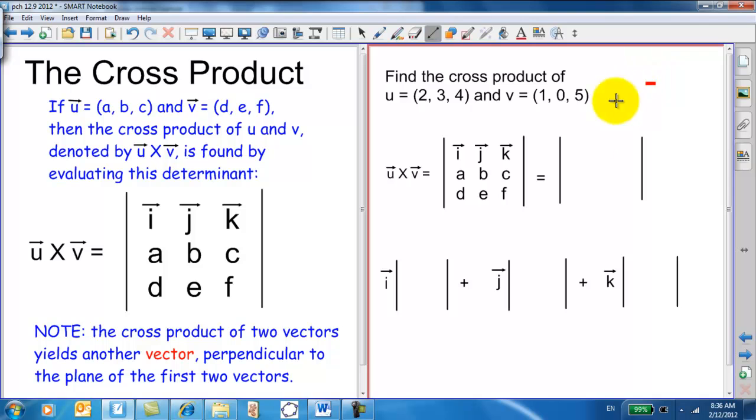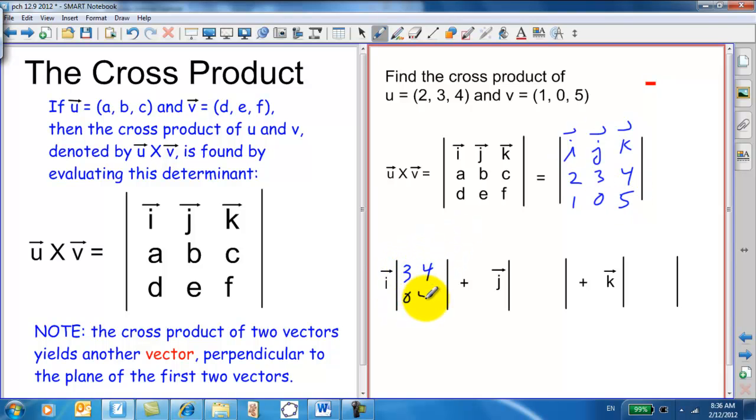So to find the cross product of (2, 3, 4) and (1, 0, 5), we can go like this. We're going to expand it by minors. First of all, I'm going to write it in here. So that's i, j, k is your top row, and then the first vector is 2, 3, 4, and the second vector is 1, 0, 5. So we have i times the minor of i, which is 3, 4, 0, 5, plus j times the minor of j, which is 2, 4, 1, 5, k times the minor of k, which is 2, 3, 1, 0.